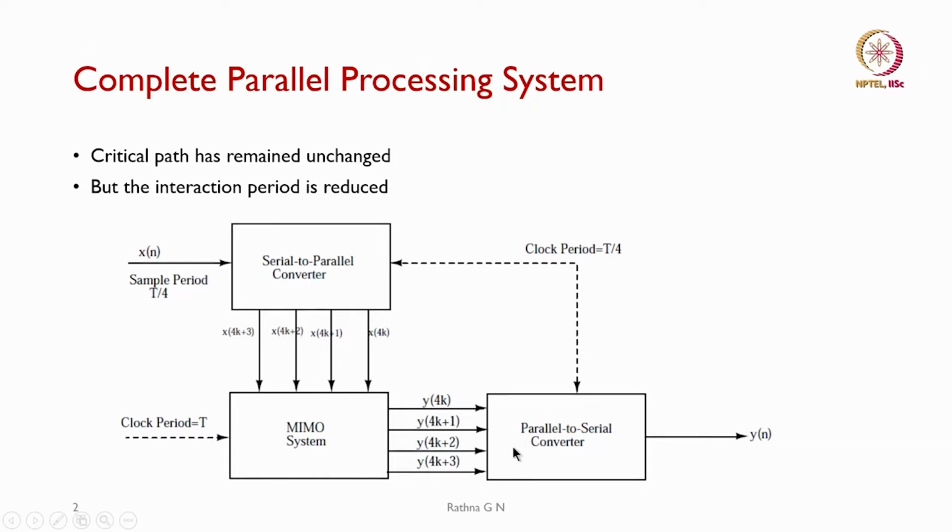Then we have to convert this parallel back into serial. So, how can we incorporate that? In this way the clock period is going to be T by 4, and we convert the parallel back into serial, which comes out from the circuit as y of n in serial mode.